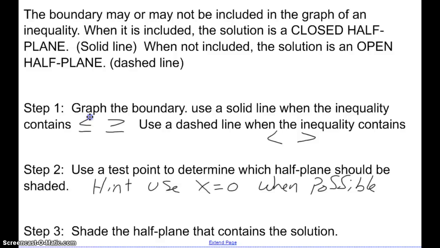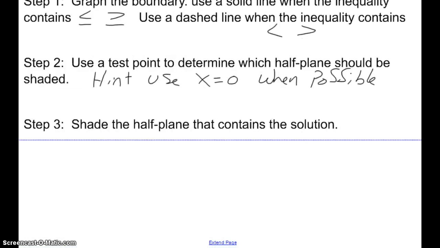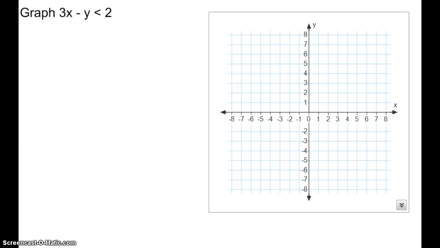Then number 3, shade the half plane that contains the solution. All right, let's take a look here. So we have the problem 3x minus y is less than 2. You have multiple ways of graphing an equation. You could graph using the x and y intercepts. You could graph by using the y-intercept and then use the slope. You can graph using a t-table. I'm not sure exactly what way I'm going to do it for all these problems, but I know this first one I'm going to use a t-table.